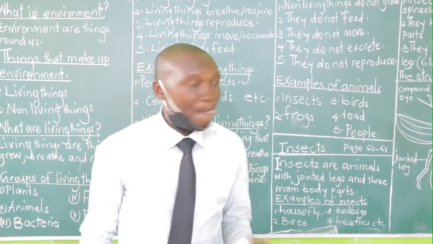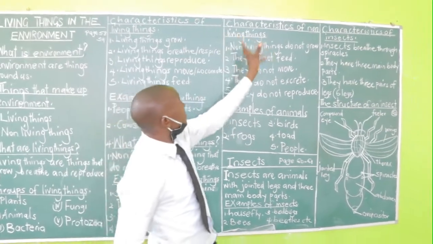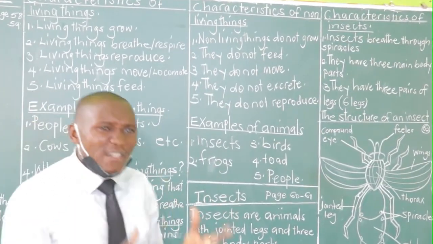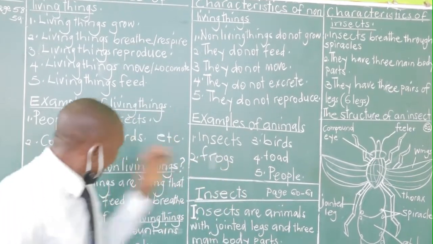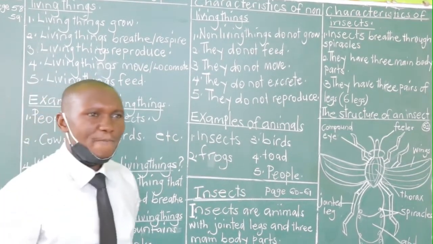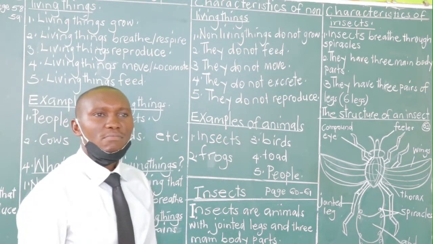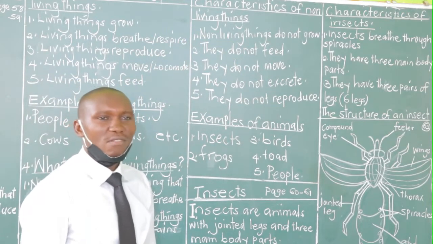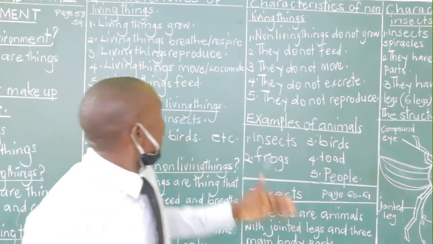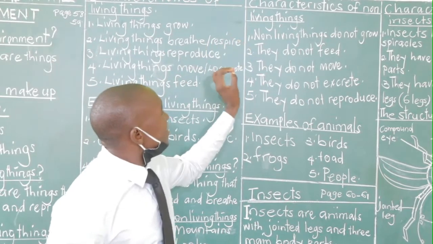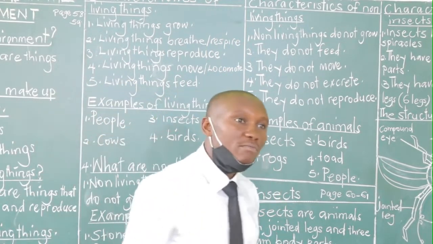Are we together there? Now, we looked at some characteristics of non-living things. What features do you look at to consider that a stone is really a non-living thing? One, non-living things do not grow. They remain as they are. Next, non-living things do not feed. A stone will never ask you for food.